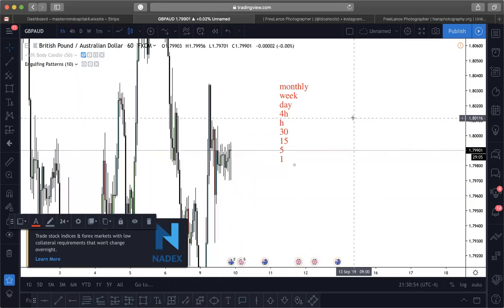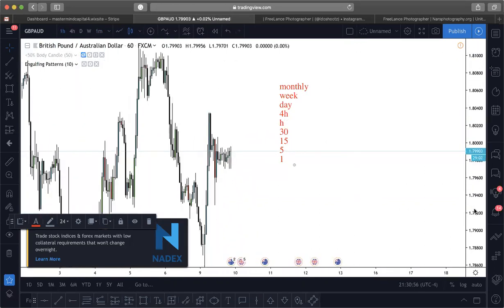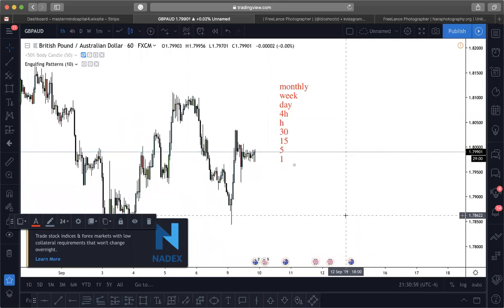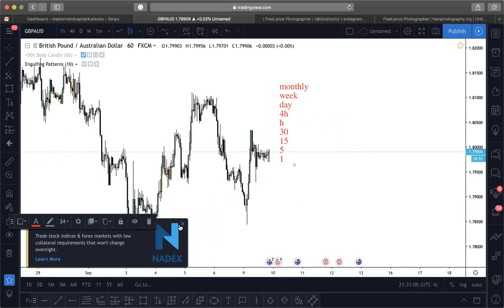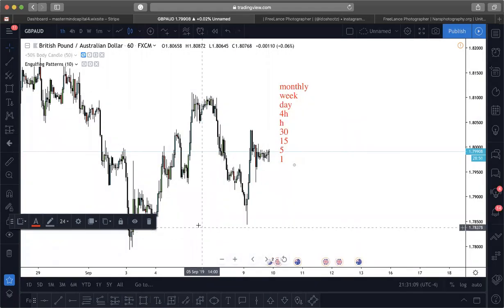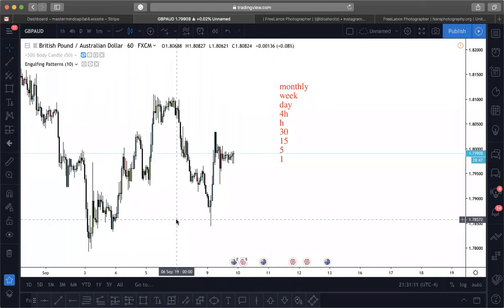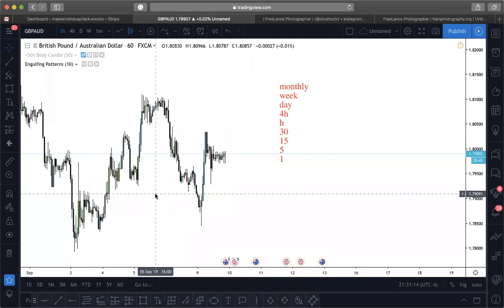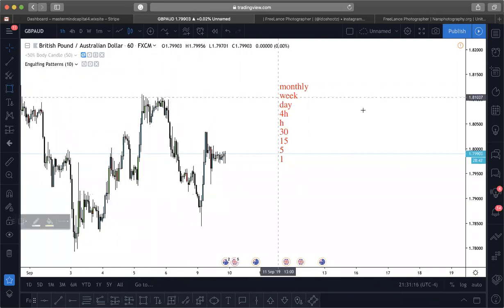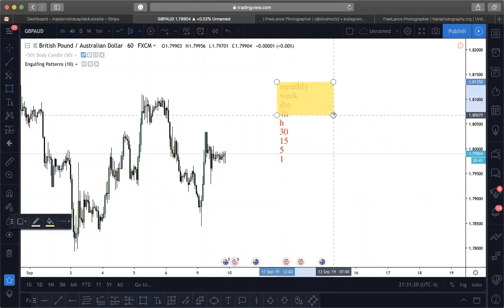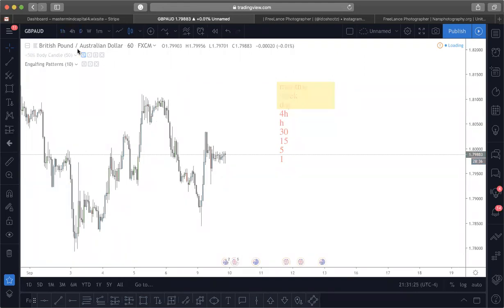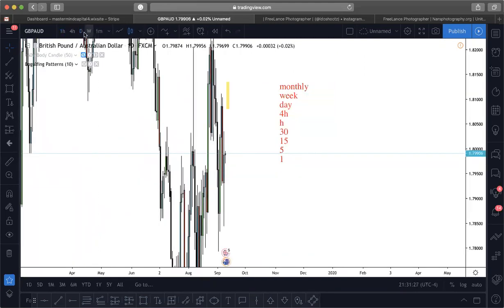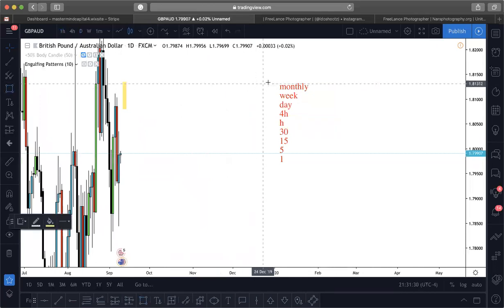When you trade in the forex market, you want to pick 3 time frames to look at. And it kind of depends on what trader you are, too. But generally, you only need 3 time frames. You can either look at the monthly, weekly, daily.